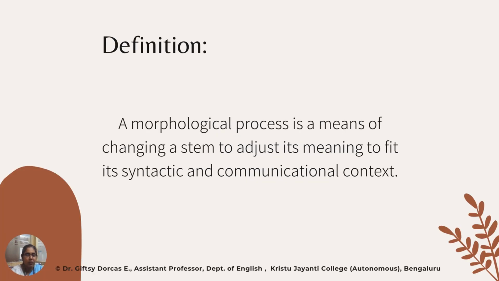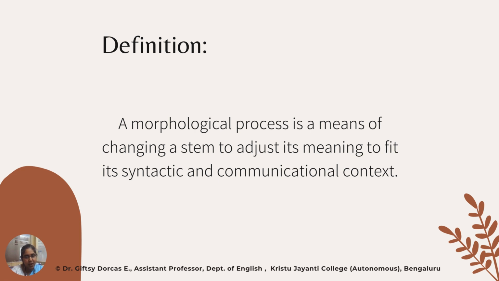So what is a morphological process? A morphological process is a means of changing a stem to adjust its meaning to fit its syntactic and communicational context. On certain occasions, just to fit into the context or to add to the syntactic meaning, a word changes its form. A root word usually changes its form by the addition of some part to it, either before the word or after the word.